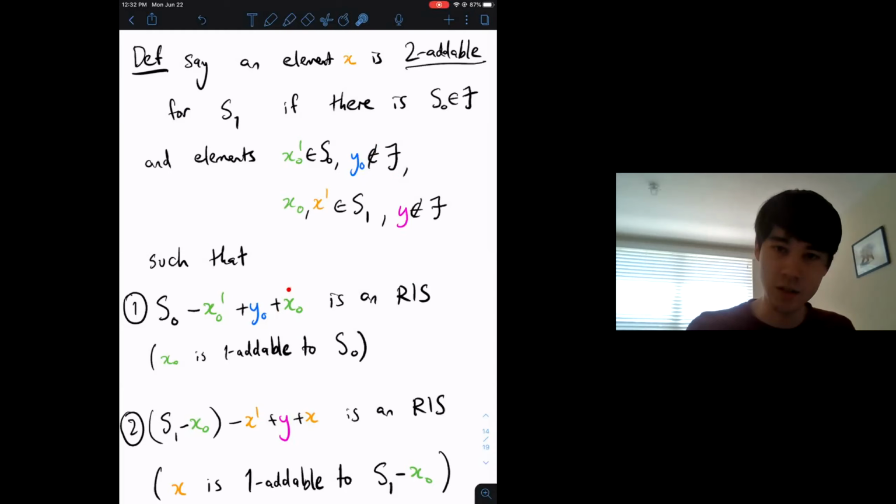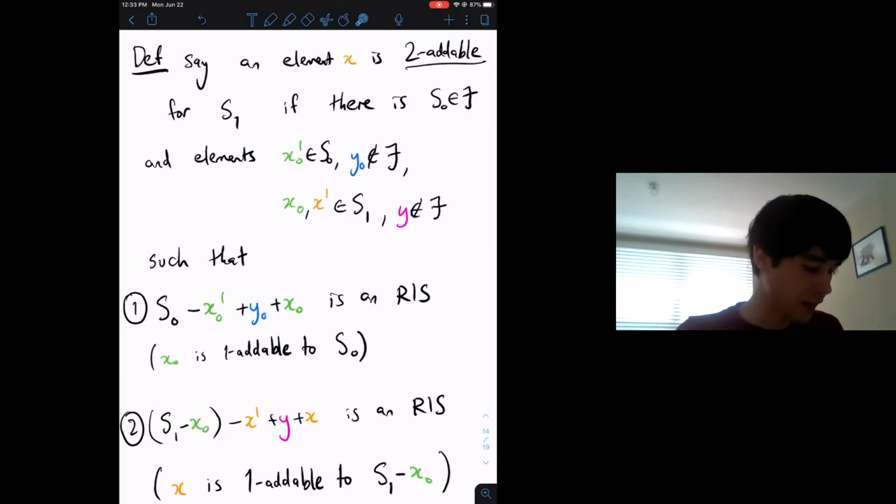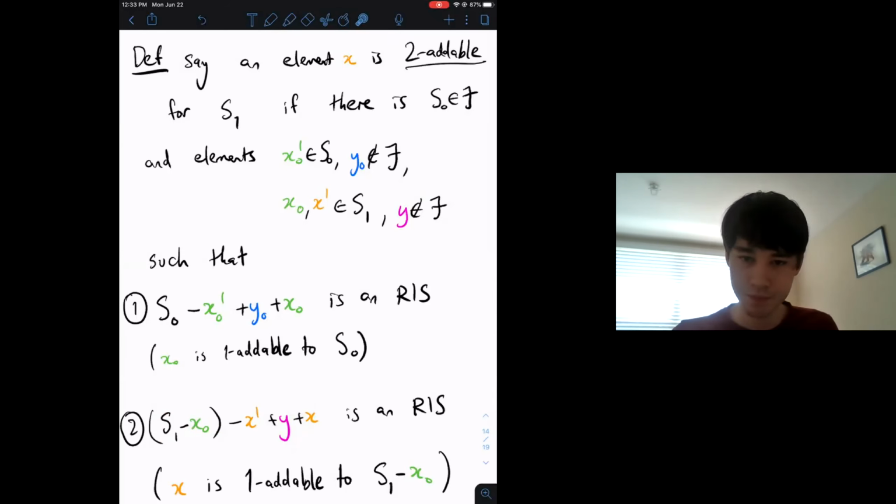So I know how to add x0, which means I get to remove it from somewhere else. So wherever x0 was before, so x0 was in S1, I remove x0 from S1, and now I have a smaller rainbow independent set in which I hopefully have more freedom to add stuff. So the second condition is saying that the element x, which is supposed to be 2-addable, is 1-addable to this modified rainbow independent set S1 minus x0. Meaning I do a swap, I swap x prime with y, where y is not in the family, and then I add something. Okay.